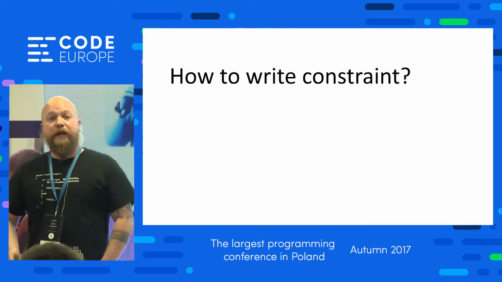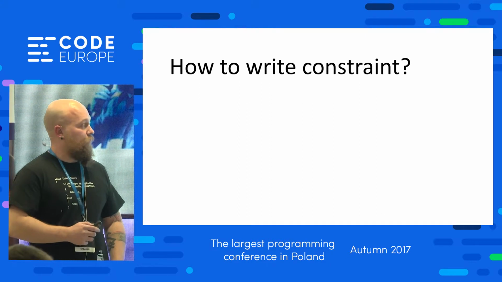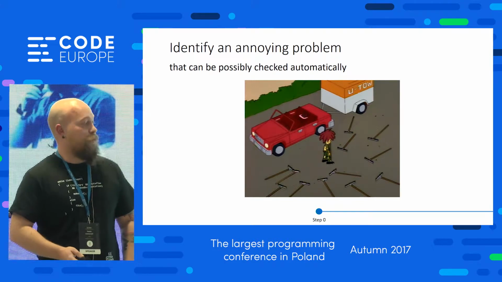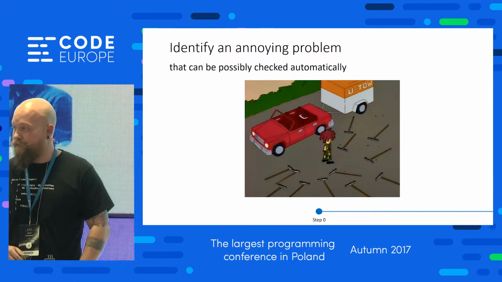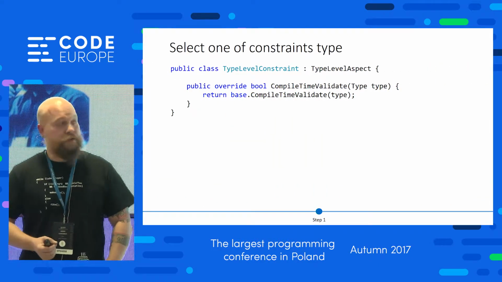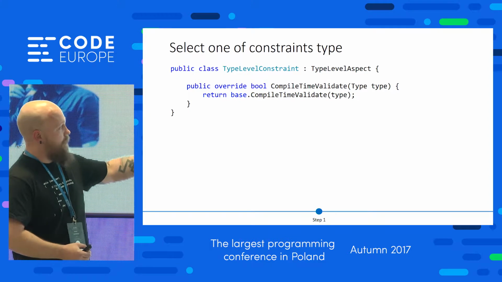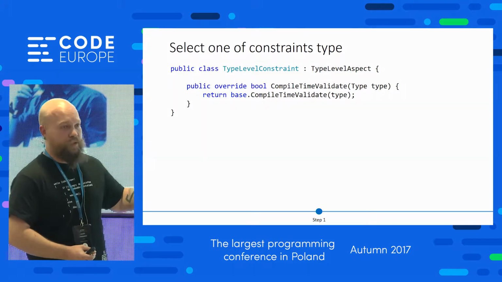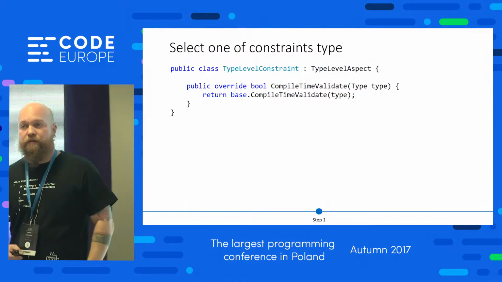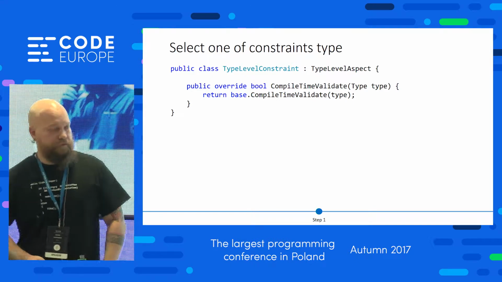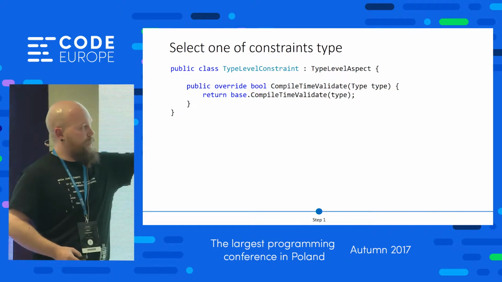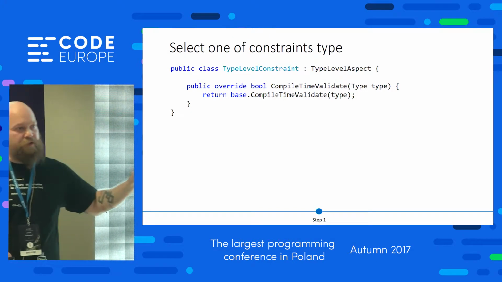And how to write this constraint. At first, you identify an annoying problem that can possibly be checked automatically. So it's step 0. Then you select one of the constraints, depending on what you're going to check. In the case of a type-level aspect or assembly, it will be all the same. You have to override the method CompileTimeValidate, and you could do whatever checks you want, getting this type. This just returns the base, predefined one, so you can safely delete it and write your own code.